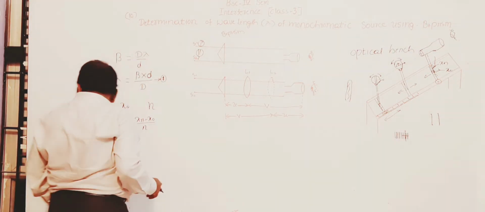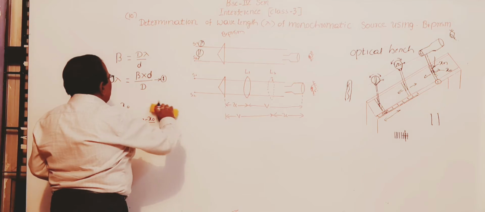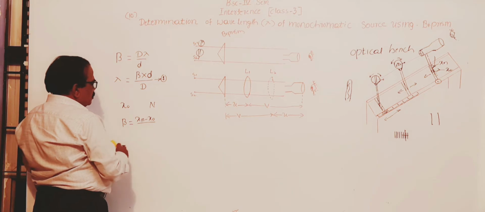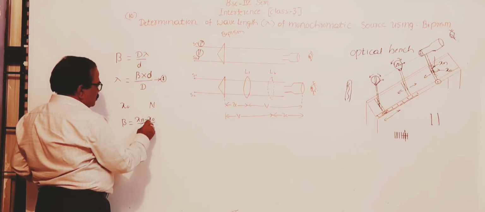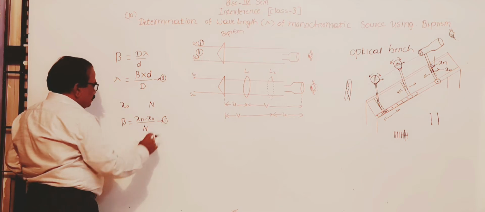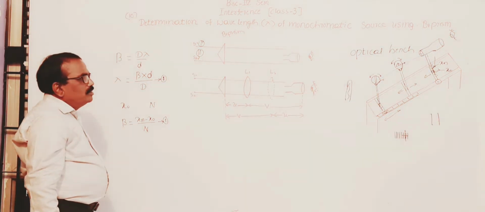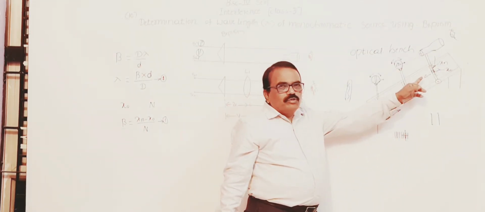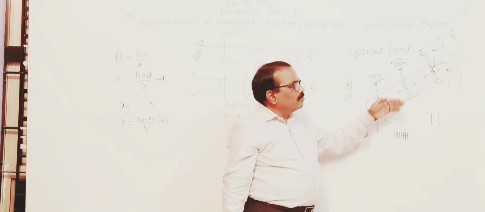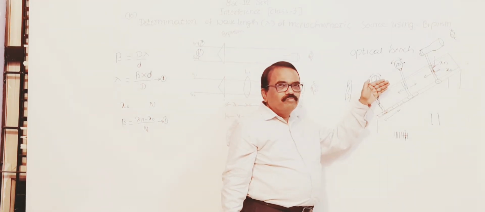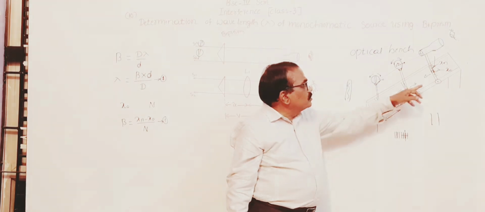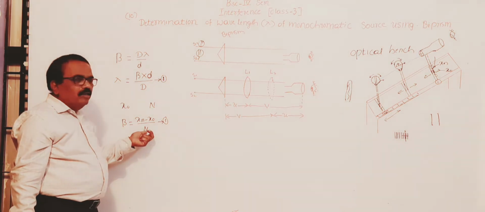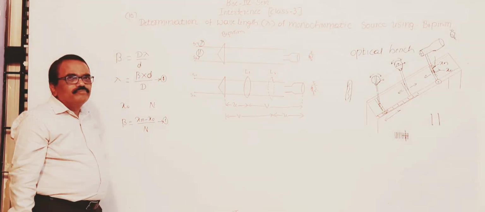Or you take capital N as the number of fringes. What we did is, first focused on one bright fringe, x0 is noted, then go on moving to about the 10th fringe, so that distance is noted. So xn minus x0 upon 10 will give this fringe width.